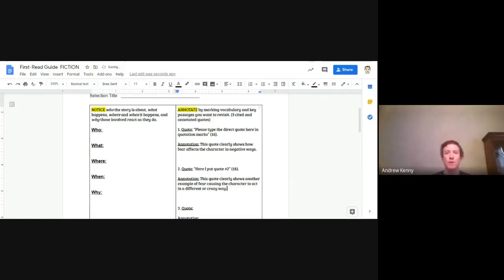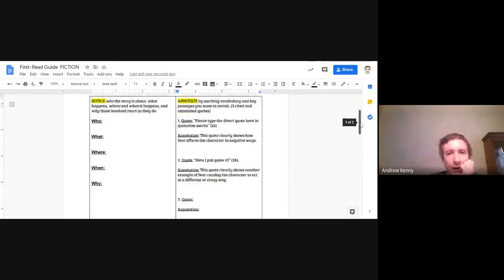Perfect. Boom. So, as you know, for annotation, I have to do 3 times. I put my quote in quotation marks. I put the page number after the quotation marks to show me where I took this quote from the story, right? And then I annotated. This quote clearly shows blank, how fear makes him act stupid, how fear causes him to act a different way. And I do this for 3 different things. So those are my annotations.